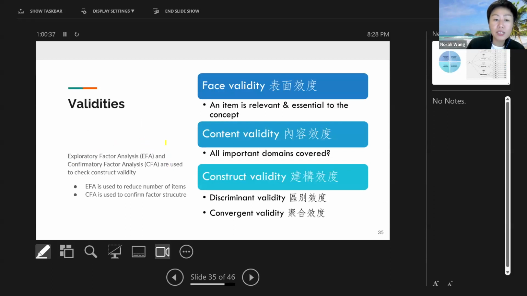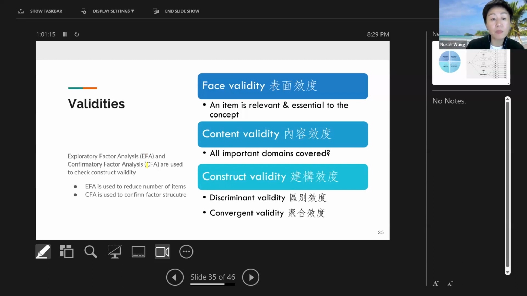So what is validity? Validity means that you are actually measuring what you want to measure, right? Firstly, what we can look at is face validity. You can just look at those items. Are those items actually relevant and essential to the concept that you want to measure? If the items, when you read them, don't seem even relevant, then that scale probably just isn't relevant to what you want to measure. Then content validity, meaning you need to think about whether all important domains are covered. And then the construct validity.